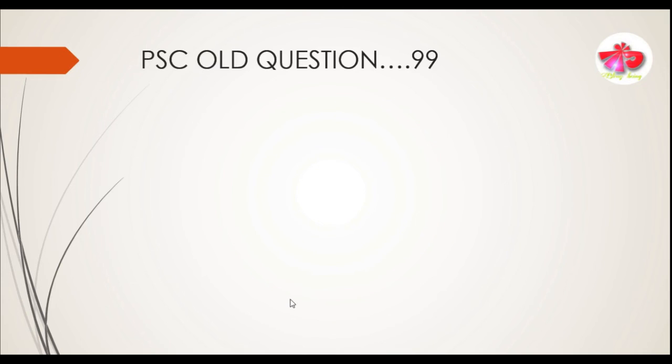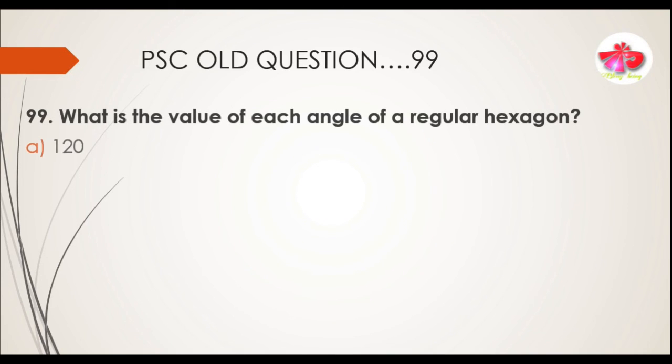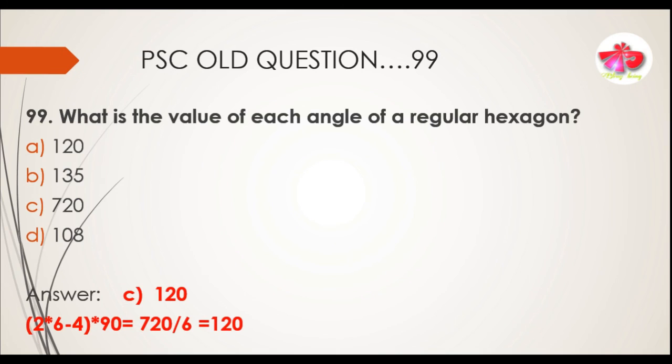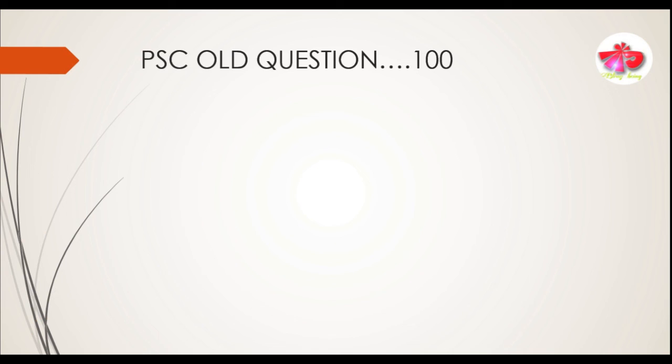Question number 99. What is the value of each angle of a regular hexagon? Option A, 120; option B, 135; option C, 720; and option D, 108. So the value of each angle of regular hexagon is 120. Since the sum of the total angles in the regular hexagon is (2 times 6 minus 4) times 90, if you solve this, we will get 720. The number of sides in hexagon is 6, so 720 by 6, you will get 120.